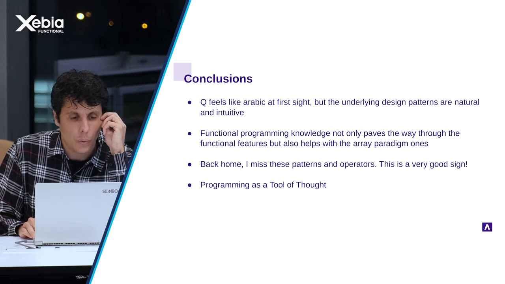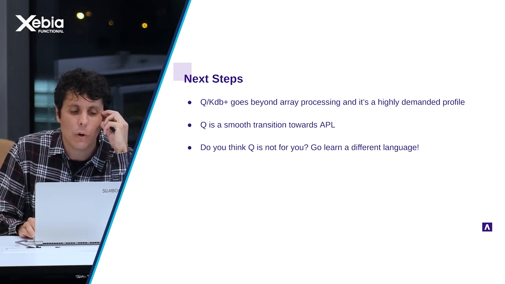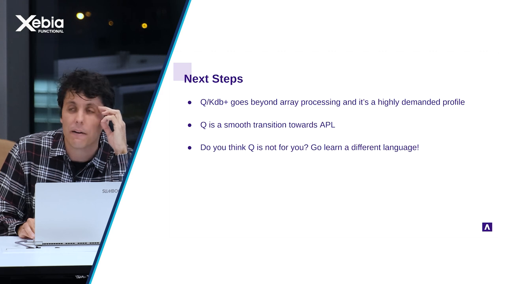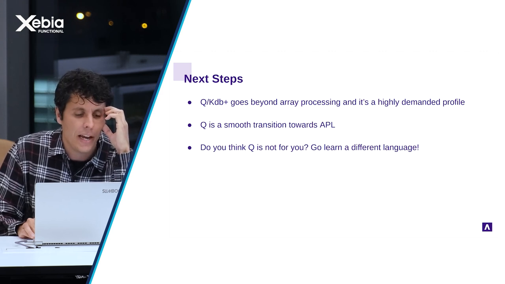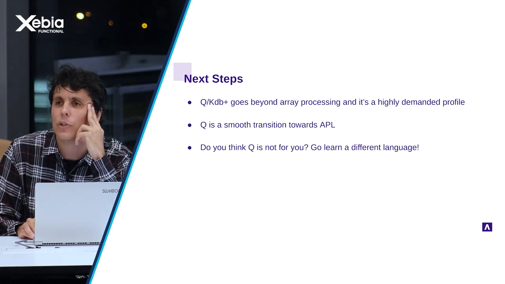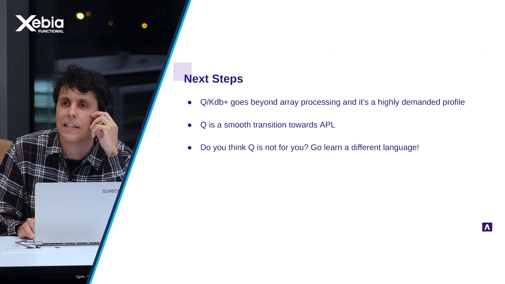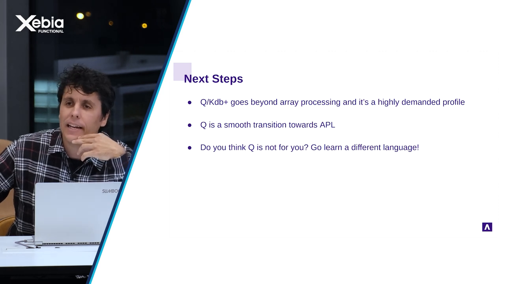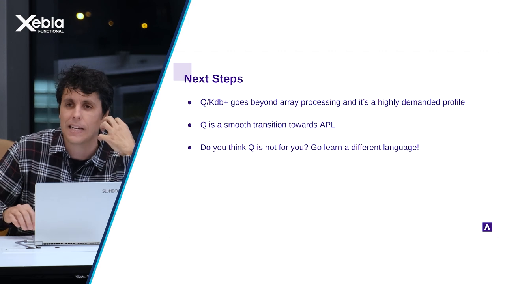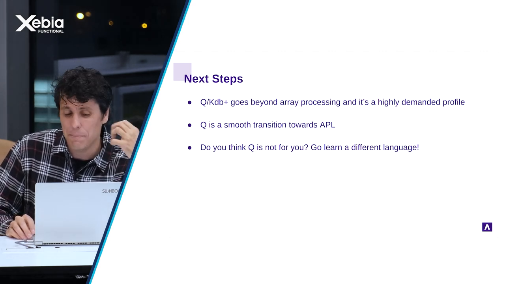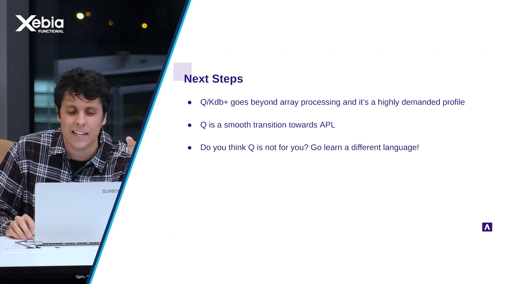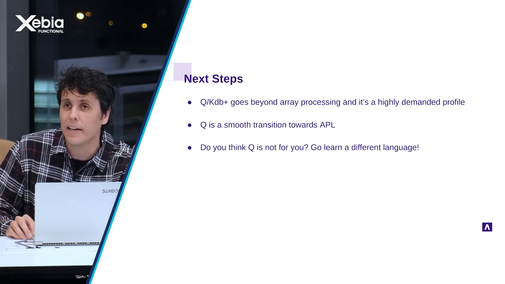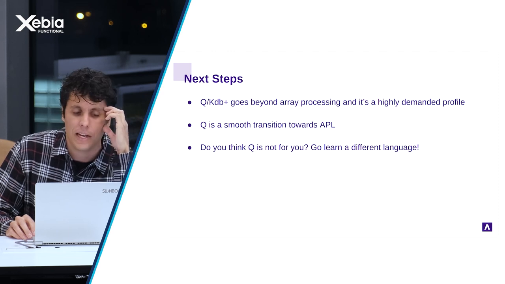Okay. So next steps, as I said before, Q goes beyond array processing. It's a highly demanded profile. I think that it's very interesting to learn it. Maybe you are thinking of a change in your career. I think that Q is also a smooth transition towards APL. I remember in the past when I was learning Scala, Scala was for me like a bridge to Haskell, and it goes in both directions. Because if you know Scala, if you learn Haskell, you are going to become a better Scala programmer. So I feel that this symbiosis is also prevalent here, because I think that learning APL could be very helpful to learn the patterns and the notation that we can find in Q.